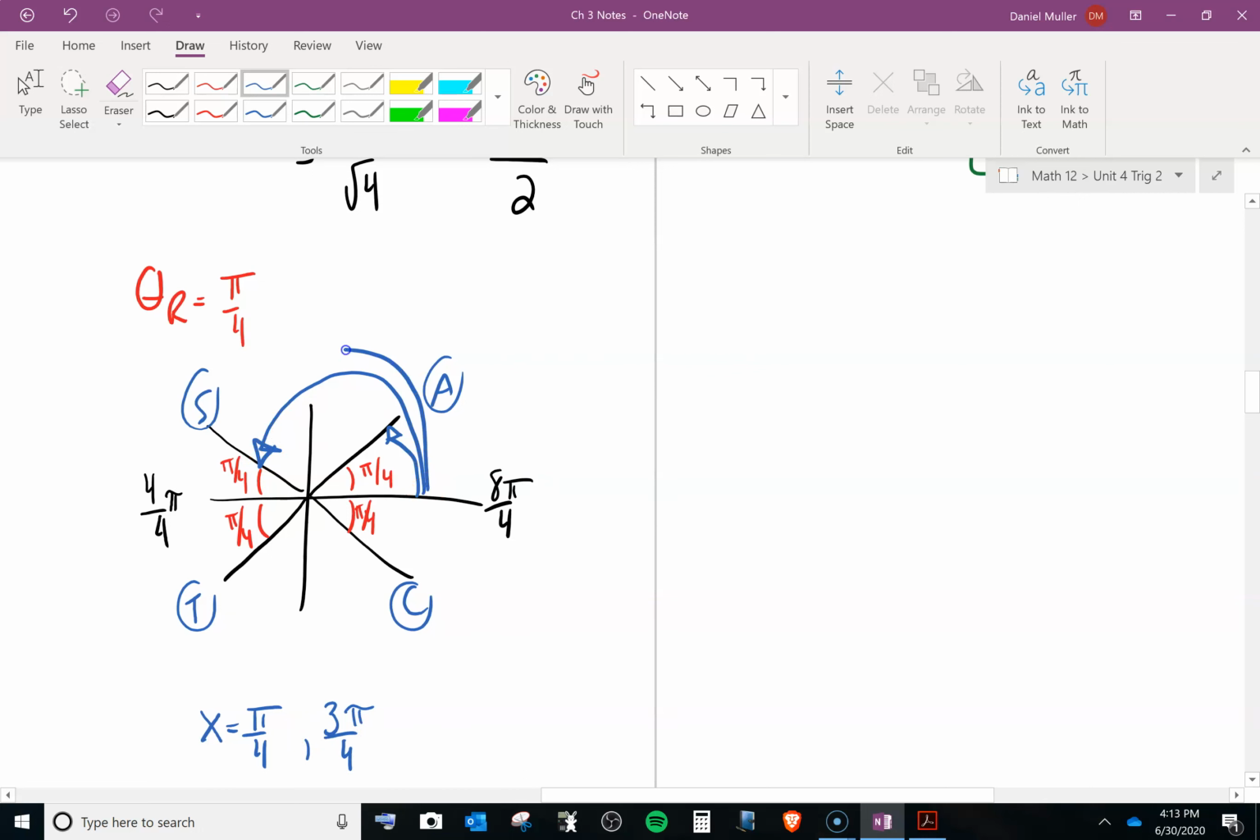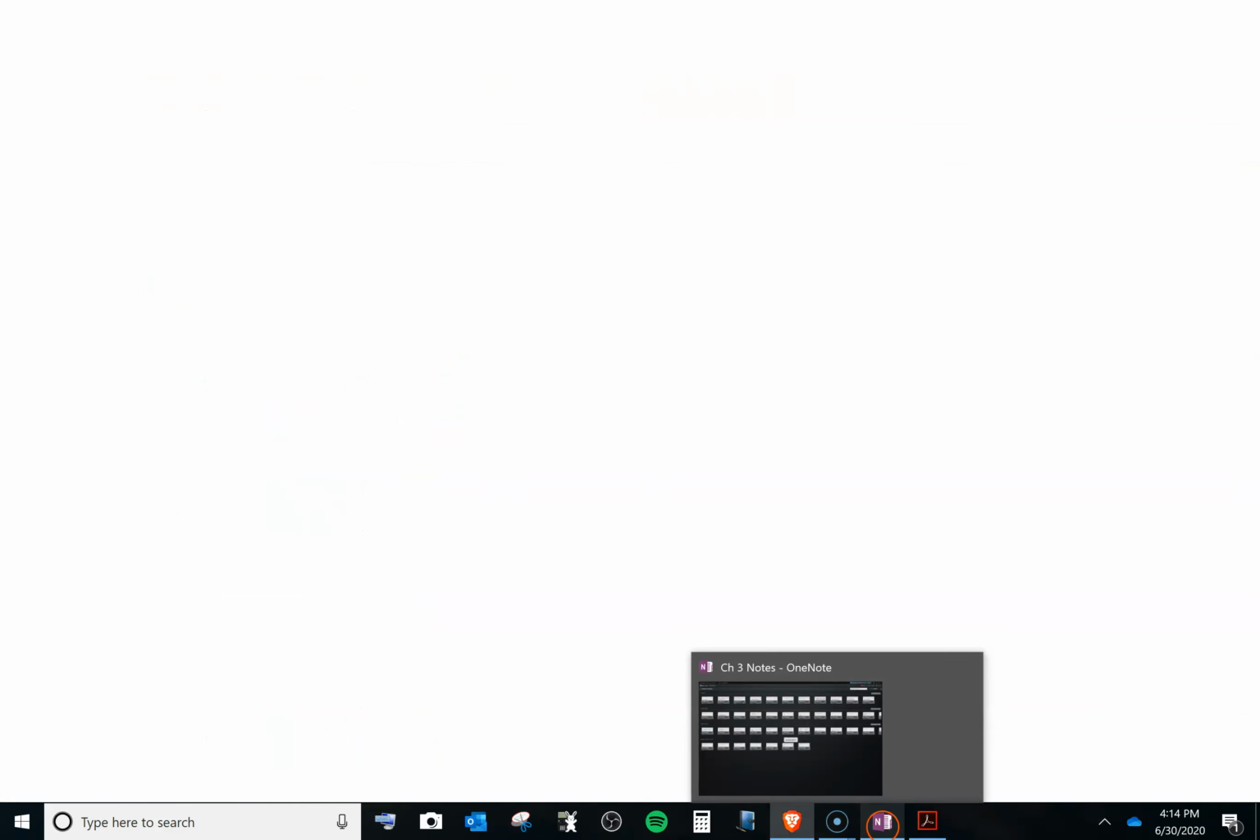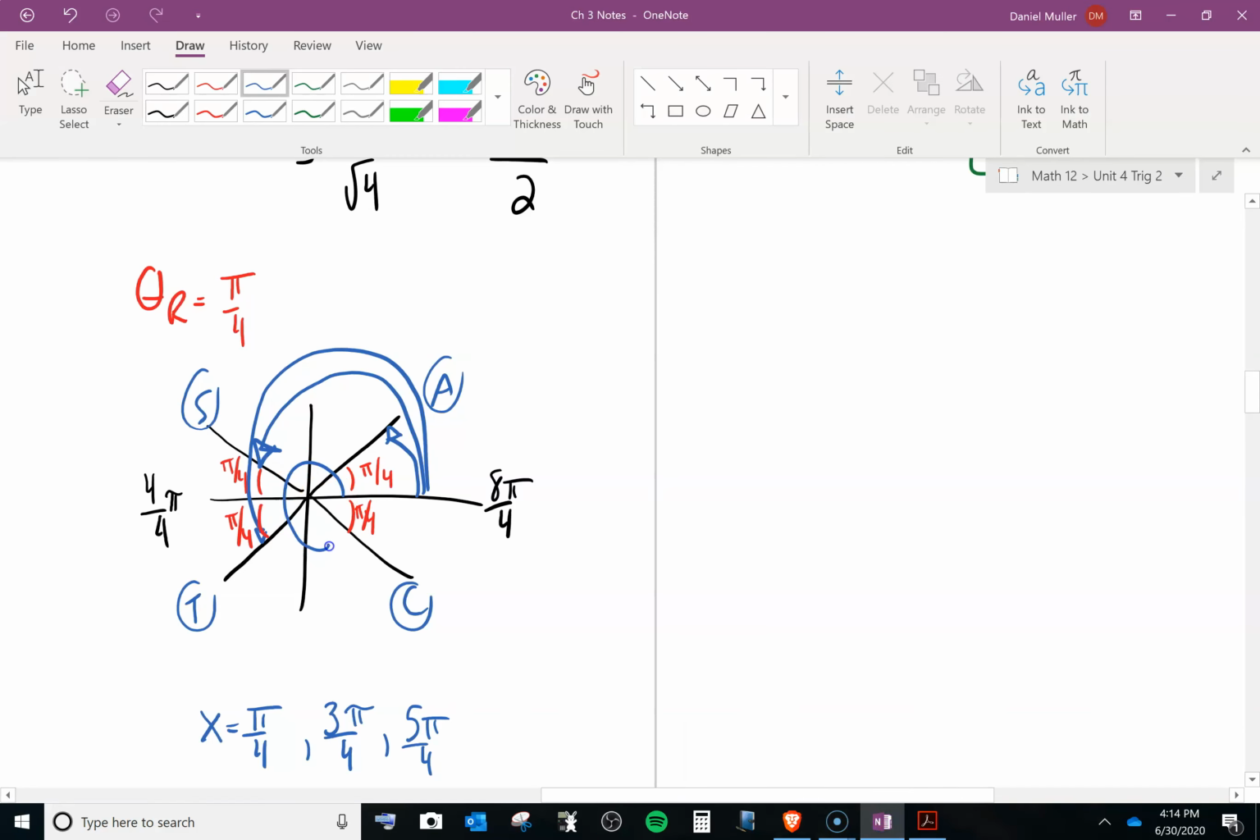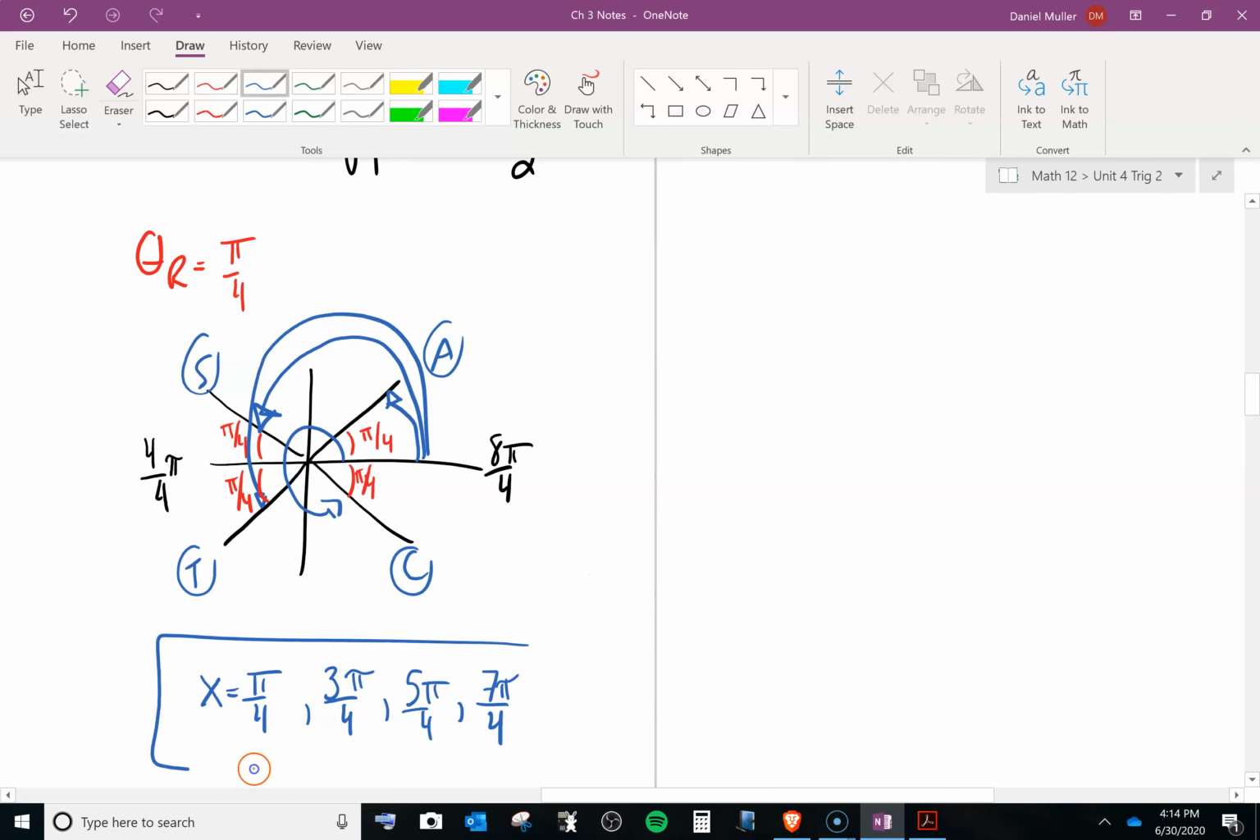So it's not quite 4 pi over 4, it's 3 pi over 4. And then what about that one? Well, it's past 4 pi over 4, so it is 5 pi over 4. It's past it plus another pi over 4. And the last one here, what about this one? So I'm almost at 8 pi over 4, but I'm a pi over 4 shy. So I'm at 7 pi over 4. So those are my 4 answers.